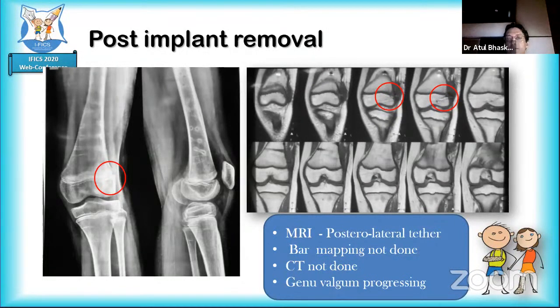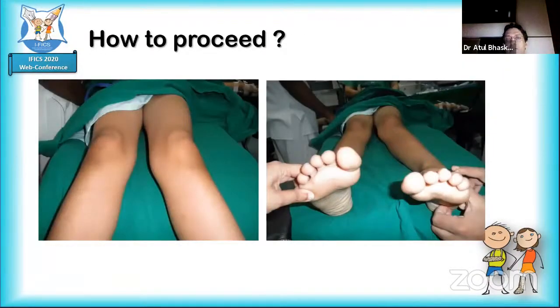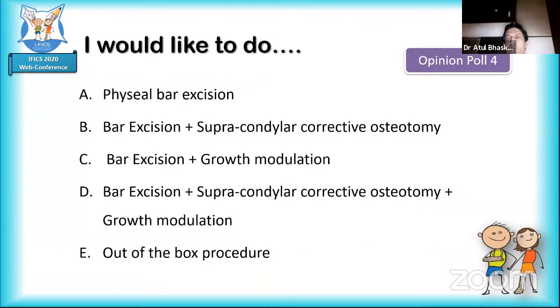And another question is, how do you proceed? Because the parents are quite livid that 6 months after the fracture, the deformity has occurred, and now the child is having this kind of appearance of valgus deformity, almost 15 degrees of valgus. 15 to 20 degrees of valgus. So what do you do?